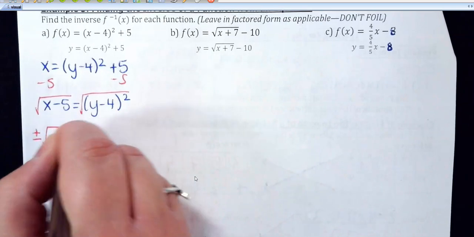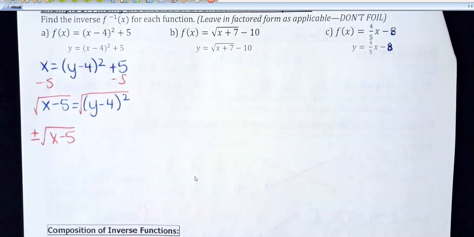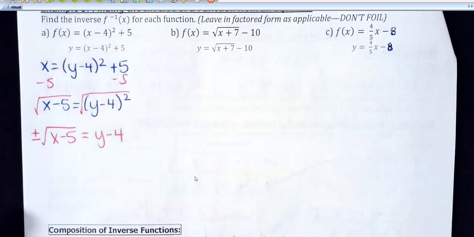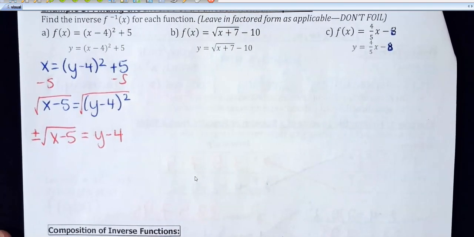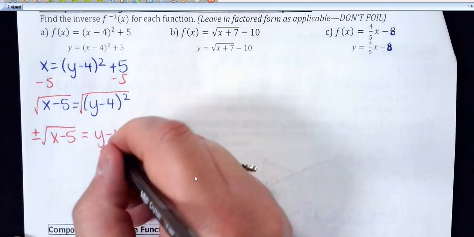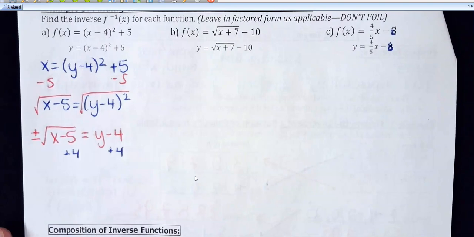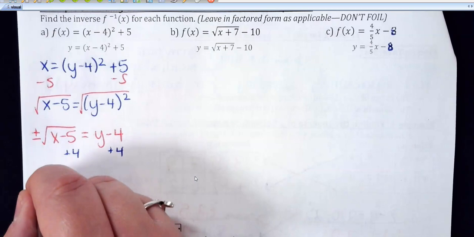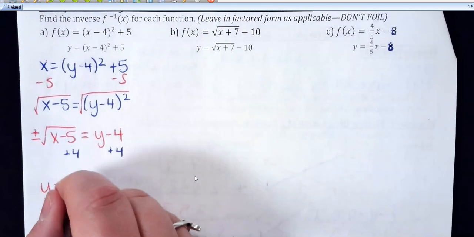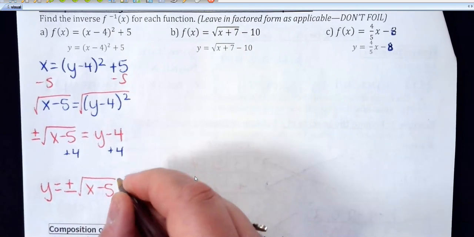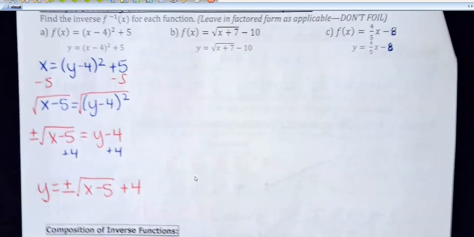So we're not actually taking any square roots. We're just going to leave this written out, but I do need the plus and minus symbol in front of that. On the other side, the square root and squared cancel each other out, so you would just have y minus 4. The only other thing you have to do is get y alone, so I would add 4. Now, that does not go into the square root. Don't add that to the -5. That's going to stay outside. And I'm going to write the y on the left, just because that's what I'm used to. It would be y equals plus or minus the square root of x minus 5, and then the plus 4 would be on the outside.